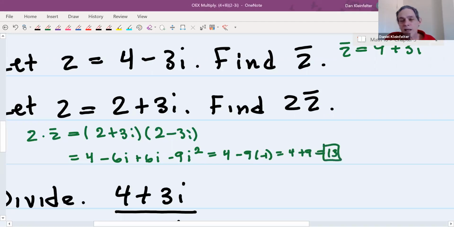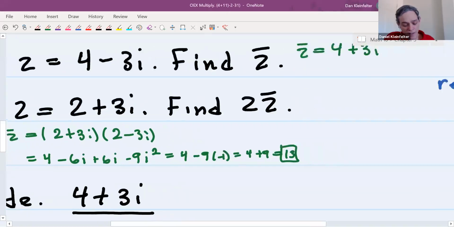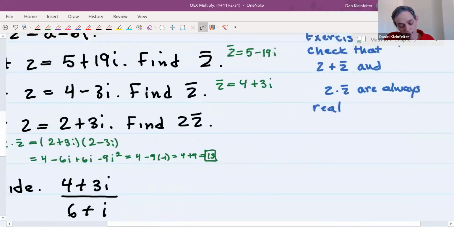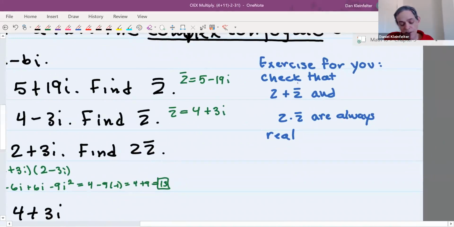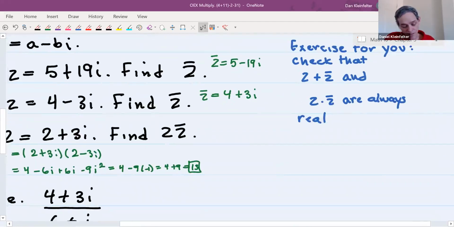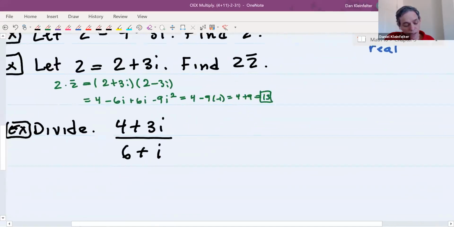Okay, notice that we ended up with a real number answer here, right? There's no i in our final answer. So it turns out that always happens. I'll leave it to you to check that whenever you add a number and its conjugate, you always get a real number. And if you multiply a number by its conjugate, you will always get a real number. Okay, so I'll leave it to you to check that out.